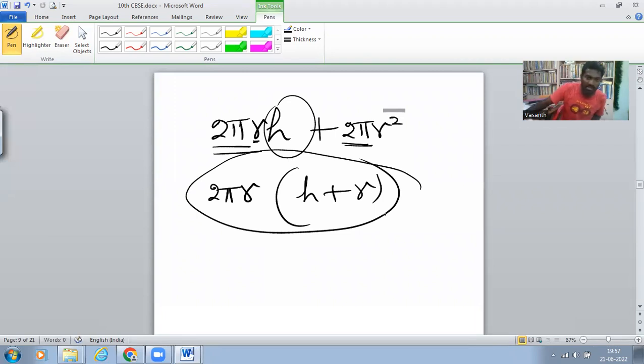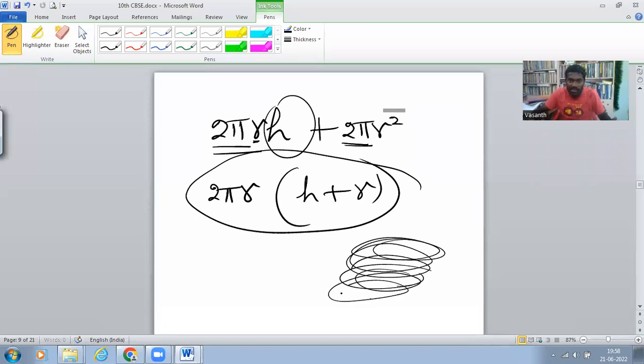Okay, ma, are you able to understand this? Yes, sir. Okay, please remember this formula. Memorize this formula: the total surface area of the cylinder is 2 pi r into h plus r. If they are asking only about the curved surface area of the cylinder, you have to use the formula 2 pi r h, where 2 pi r is the circumference of the base, into height, will give you the curved surface area. That's it.